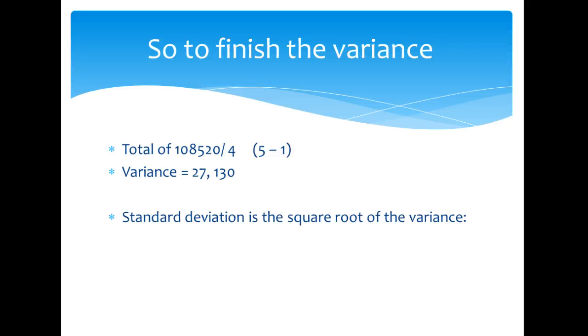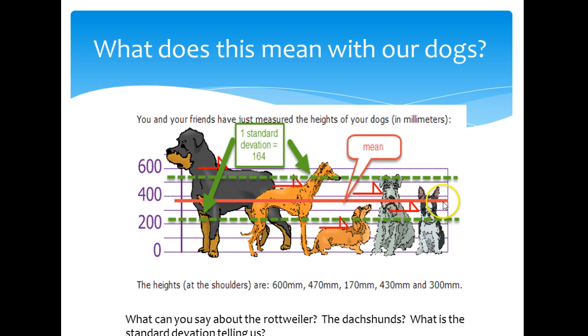And then once you have the variance, the standard deviation is the square root of that variance. So you take the square root, and our standard deviation for this data set is 164. So what does that mean to our data set? If we look at the picture again, here are all of the dogs' heights, and then you have the mean, that's their average. And then one standard deviation is 164 on either side of that mean.